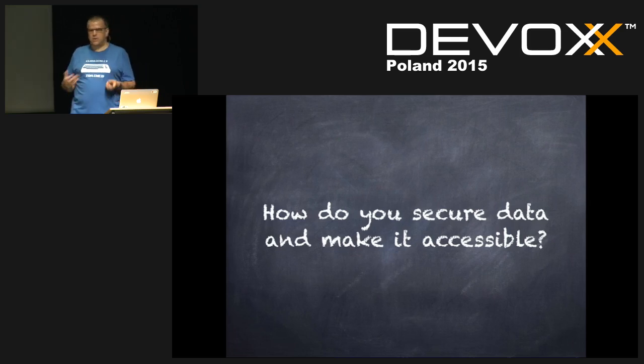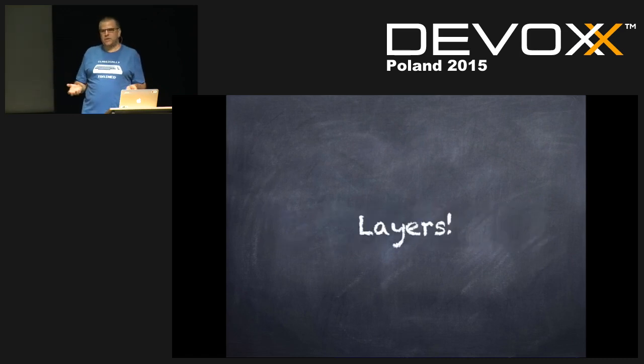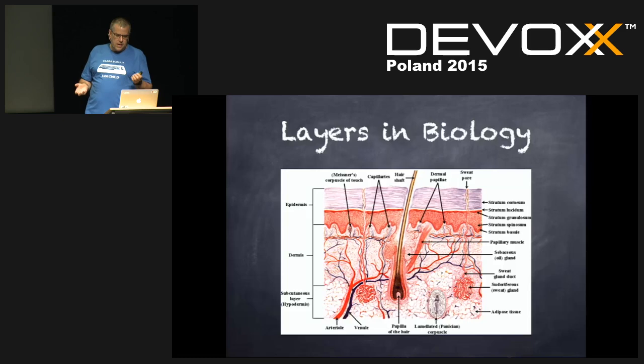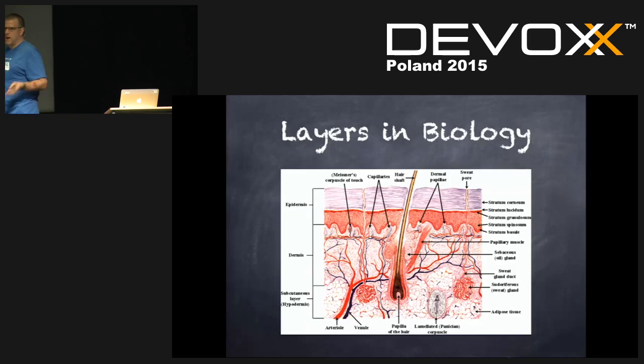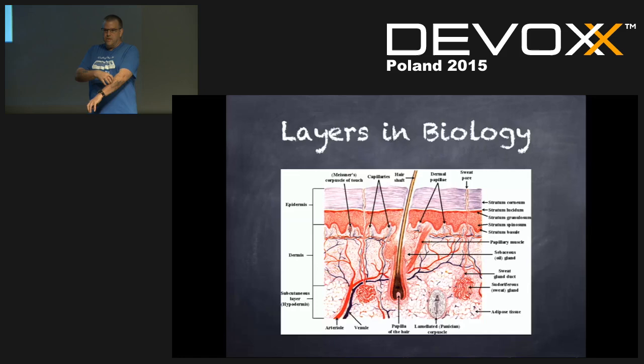And the bigger question is, how do you secure data and make it accessible to others? And the answer to that is layers. We have layers in biology. We have this nice skin that wraps our bodies that is particularly good at keeping the malicious agents out, letting the non-malicious things come in, like oxygen, water, food. And our skin is actually a series of different layers. Our skin is pretty complex, nifty stuff.